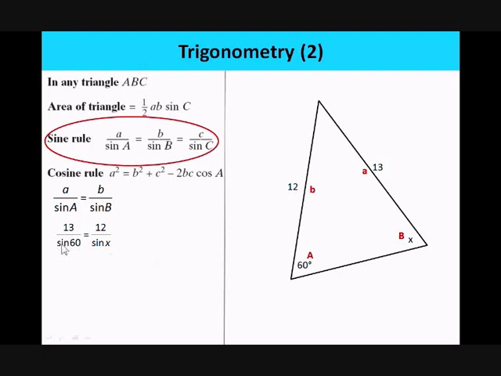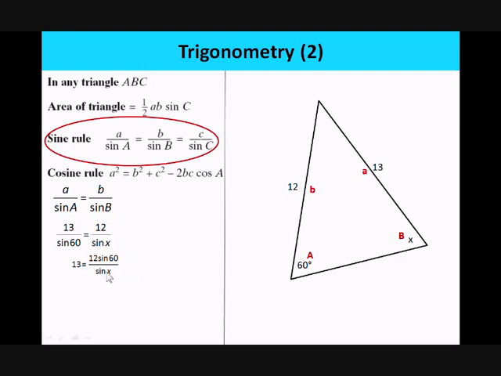So first of all, we don't like fractions in algebra, so we're going to try and get rid of this 13 over sine 60. I'm going to multiply both sides by sine 60. So 13 divided by sine 60, multiplied by sine 60, and then you just get the top bit. But then you've got to do the same on the other side, so that fraction times sine 60 gives you sine 60 on the top.